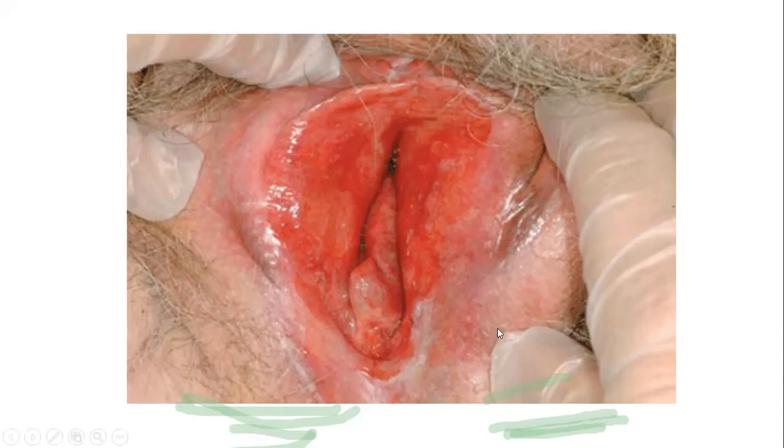How would you manage this? Just very quickly. How would you manage this condition? Methotrexate? Not really. There are more effective treatments and more localized treatments.